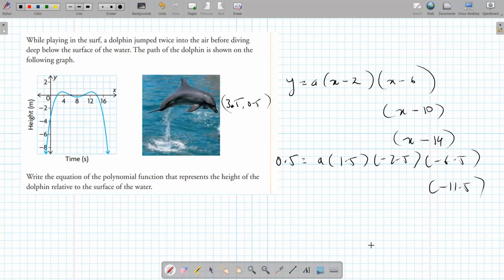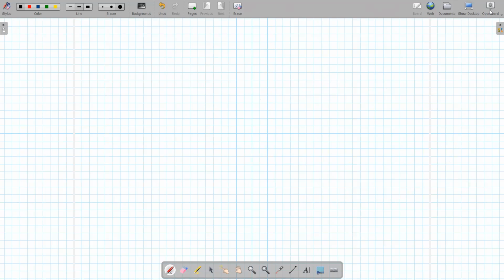So for this one, we definitely need a calculator. So 1.5 times negative 2.5 times negative 6.5 times negative 11.5. That gives me some giant number. So A times negative 280.3125. Then we're going to divide both sides by that number, 0.5 divided by that. So I got A is negative 8 over 4485. Replace that with that number, and we are one and done. And that's how you solve something like this.